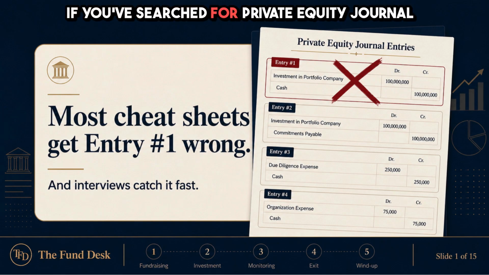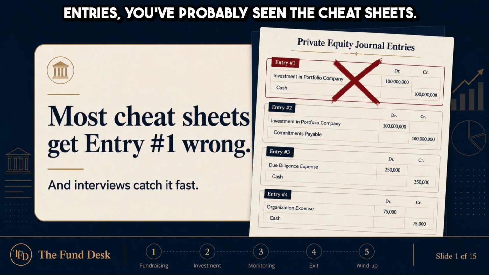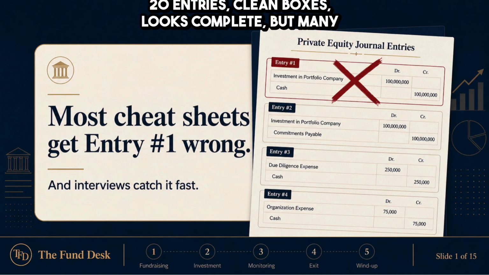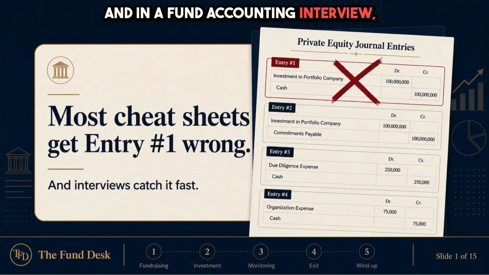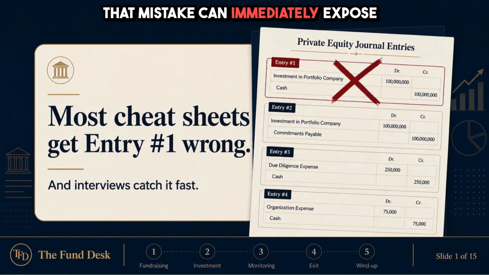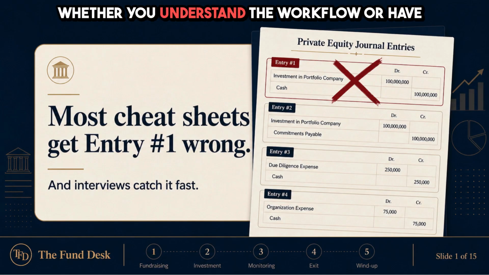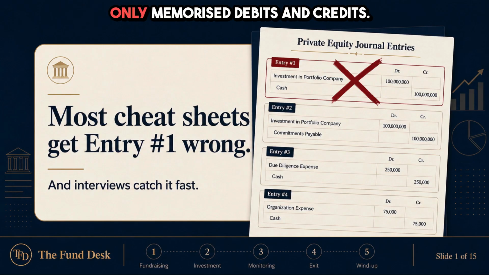If you have searched for private equity journal entries, you have probably seen the cheat sheets. 20 entries, clean boxes, looks complete. But many of them make a mistake in the very first entry. And in a fund accounting interview, that mistake can immediately expose whether you understand the workflow or have only memorized debits and credits.